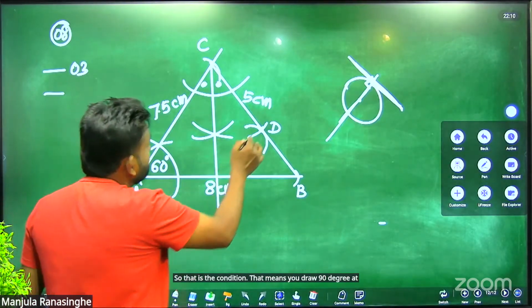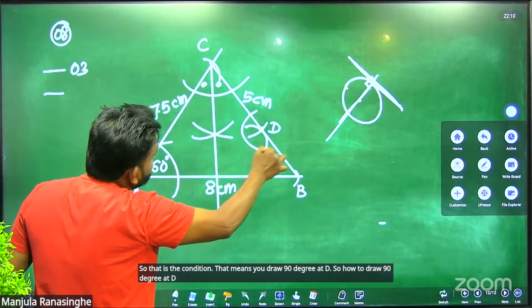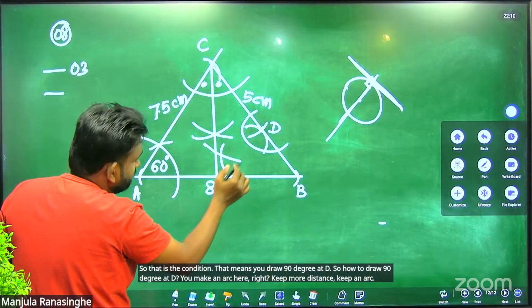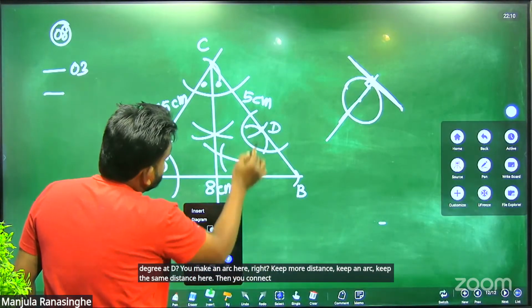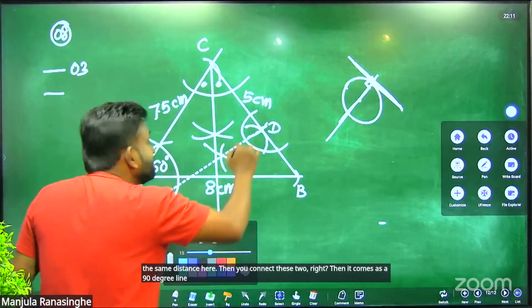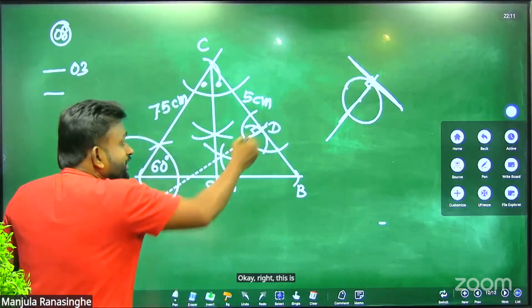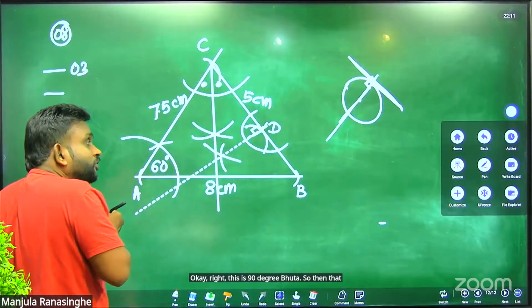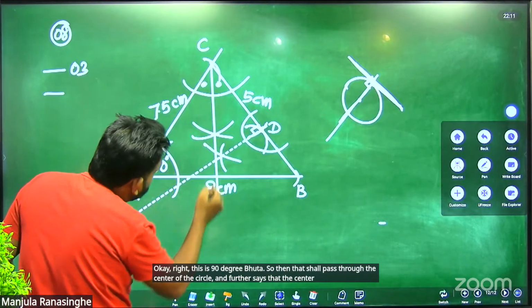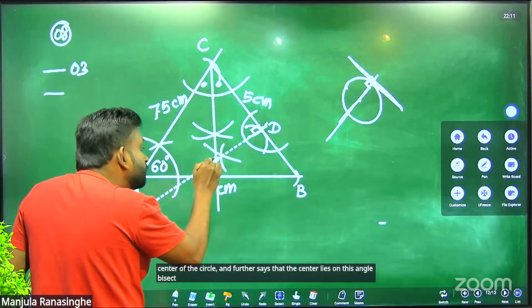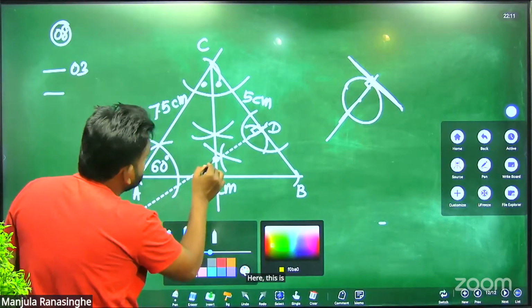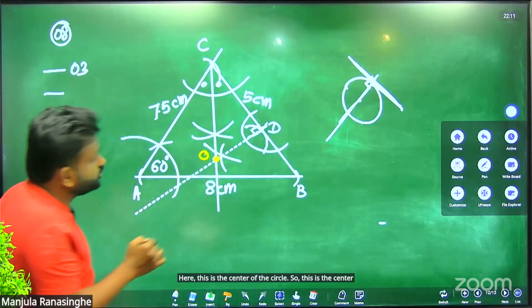So how to draw 90 degrees at D? You make an arc here, right? Keep more distance, keep an arc, keep the same distance here. Then you connect these two, right? Then it comes as a 90-degree line. So then that shall pass through the center of the circle, and it further says that the center lies on this angle bisector too. That means both the requirements are satisfied. Here this is the center of the circle, which I mention as O.